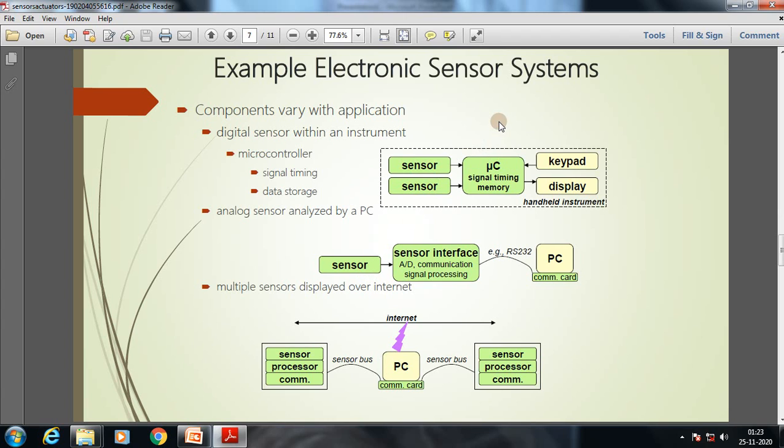Example of an electronic sensor system. Components vary with application. Digital sensor within an instrument: sensor, microcontroller, signal timing, data storage, memory, keypad, display. This is a handheld instrument. In the case of handheld, it is such as a mobile phone.